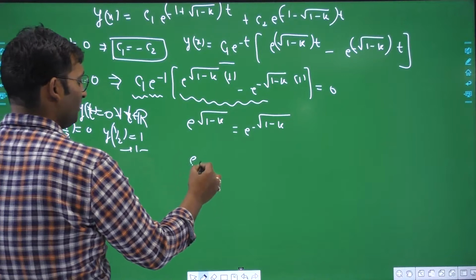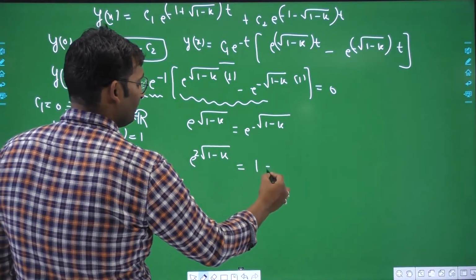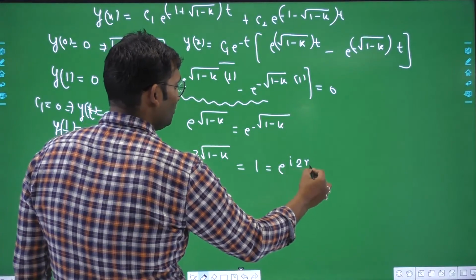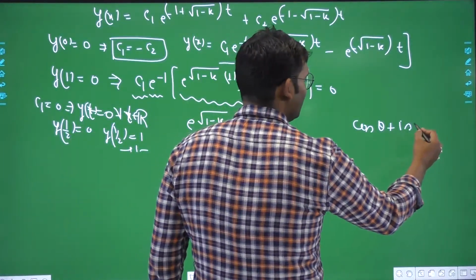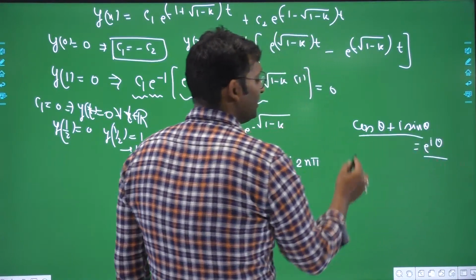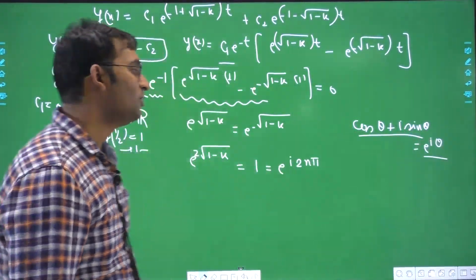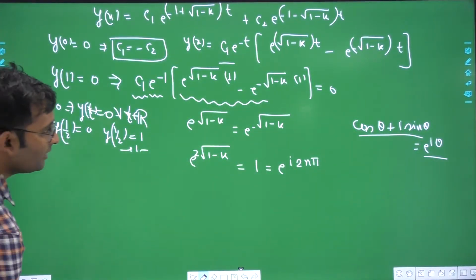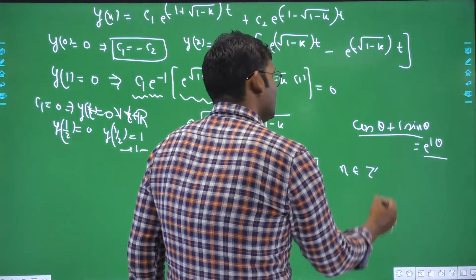You will get e to the power 2 times root over 1 minus k is equal to 1, and 1 you can write as e to the power iota 2n pi. So what have I used? I have used the formula cos theta plus iota sin theta is equal to e to the power iota theta. If you replace theta by 2n pi, you will get cos 2n pi is 1, iota sin 2n pi is 0. So 1 I can write in the manner e to the power iota 2n pi, where n belongs to integers.